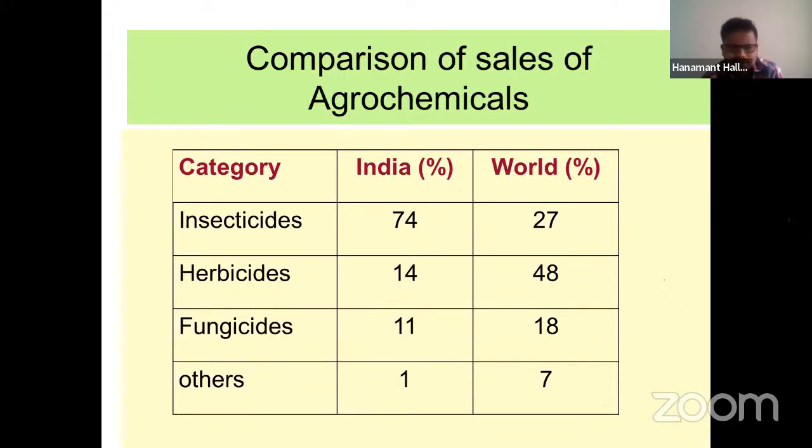Globally, herbicides are the chemicals which have greater usage. Next come insecticides. But in Indian conditions, we are using more insecticides. Then fungicides: India is using 11% of fungicides, the world is using 18%, and other chemicals India is using 1%, the rest of the world is using 7%. So the message we need to remember is that the group of chemicals which have greater use in Indian agriculture are insecticides, whereas in world agriculture they are herbicides. So you need to remember these 2 points.